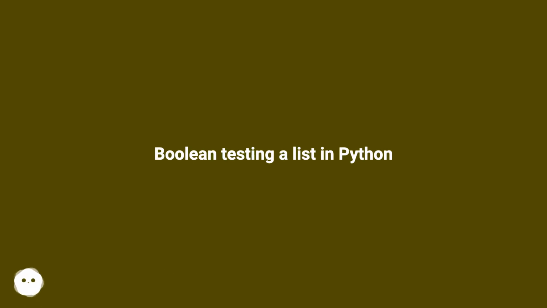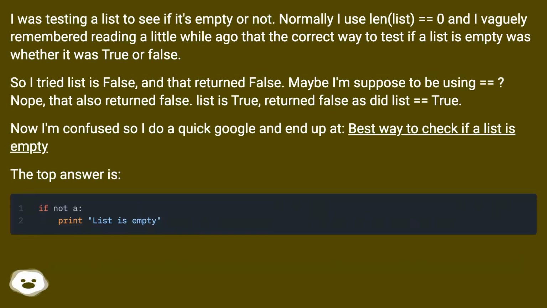Boolean testing a list in Python. I was testing a list to see if it's empty or not. Normally I use len(list) == 0, and I vaguely remembered reading a little while ago that the correct way to test if a list is empty was whether it was true or false. So I tried list is False, and that returned False.